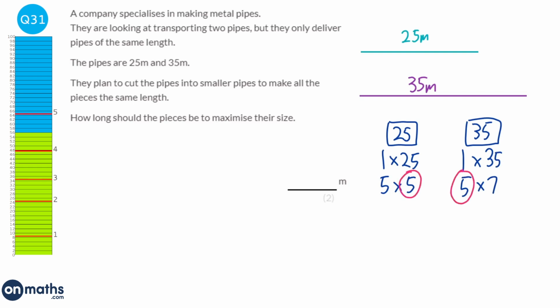So what we can do is we can cut all of these pipes into 5 metre pipes. So 1, 2, 3, 4. Not to scale, and then 7 of these, so 1, 2, 3, 4, 5, 6, 7, and so there's 7 in total. So each of these are 5 metre long, and there's no wastage, and that's the longest we can make the pipes for there to be no wastage at all. So my answer is 5 metres.